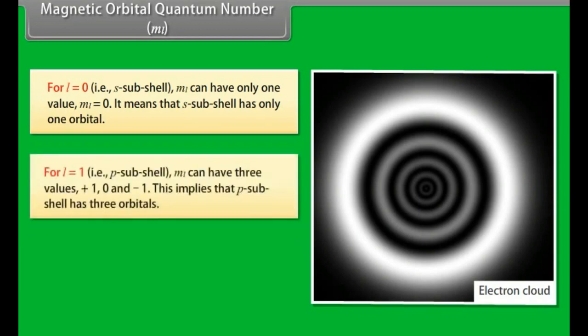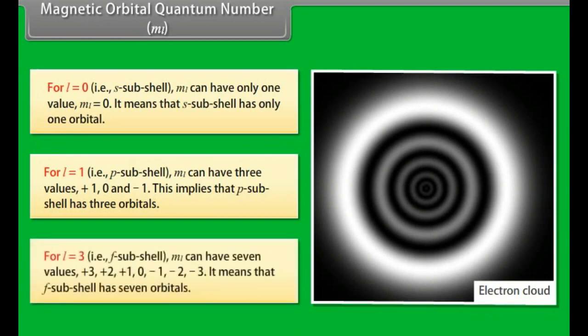For L equal to 1, ML can have three values, plus 1, 0 and minus 1. This implies that the p subshell has three orbitals. For L equal to 3, ML can have 7 values: plus 3, plus 2, plus 1, 0, minus 1, minus 2, minus 3. It means that the f subshell has 7 orbitals.